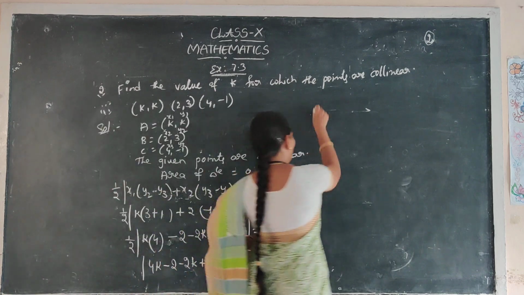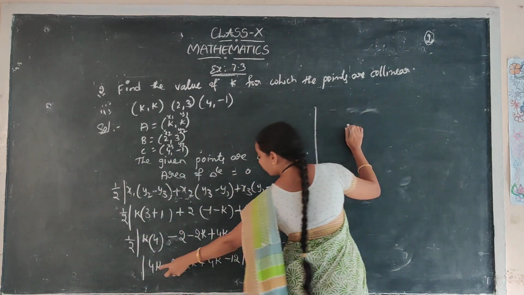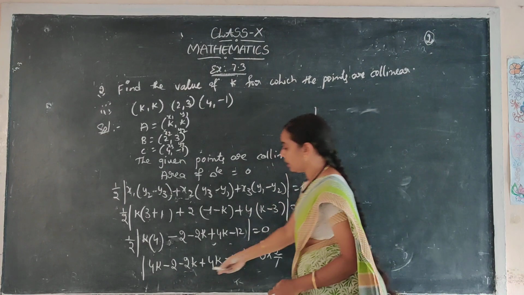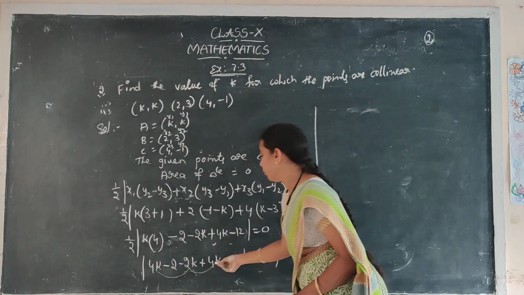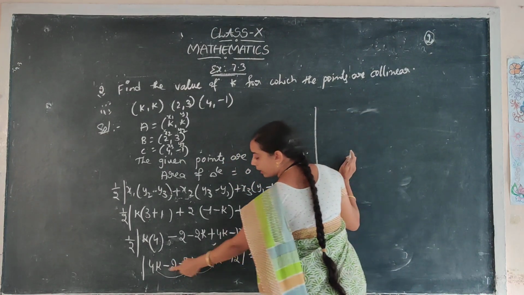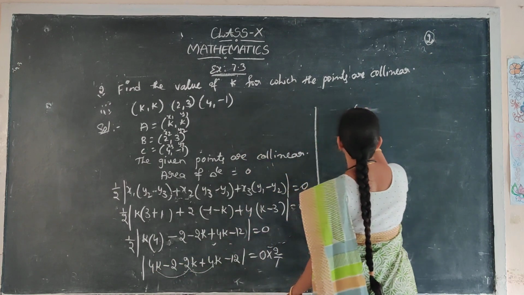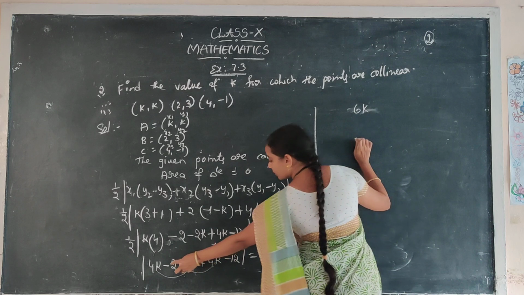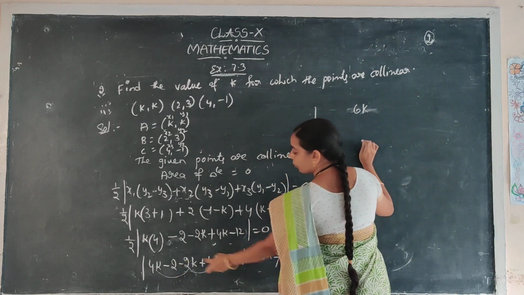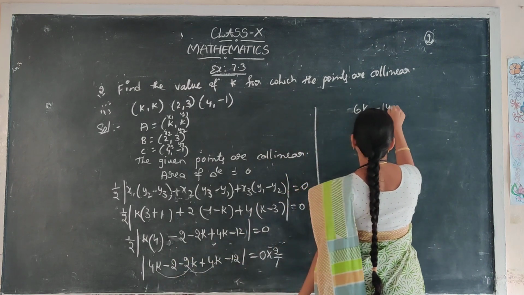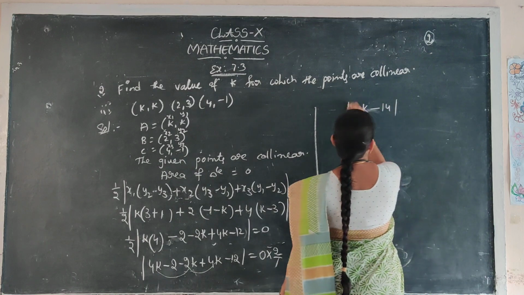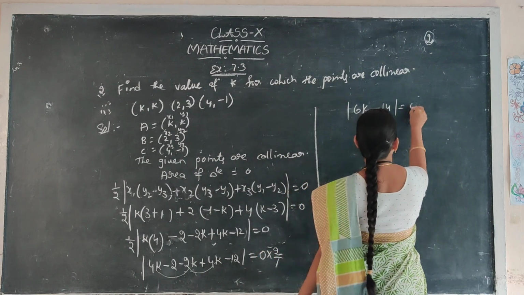Okay. Next. So here 4k. See this equation: 4k, 2k, 4k. These three are like terms. 4 plus 4, 8. 8 minus 2, 6. 6k. Numerals: minus 2 minus 12, both have the same symbol, add, 14, is equal to 0 into 2 by 1, 0.